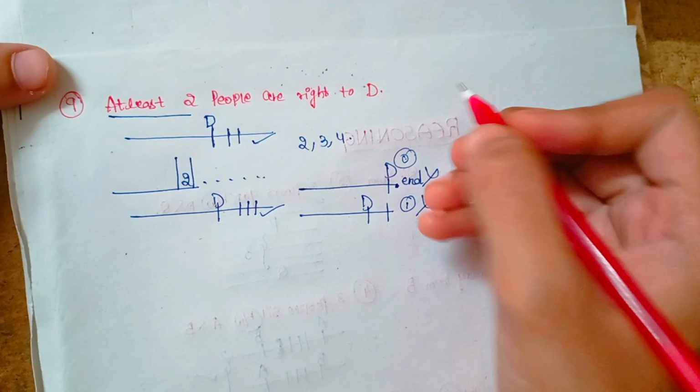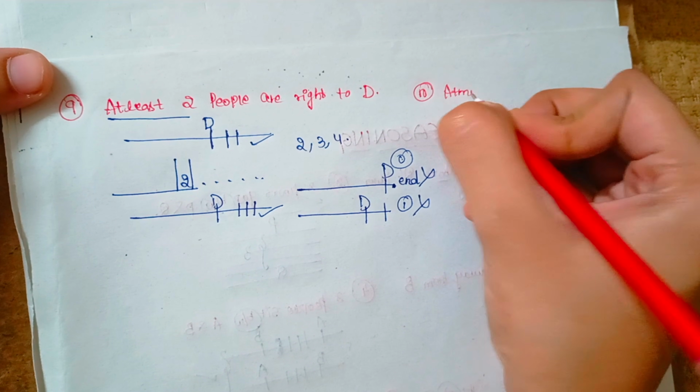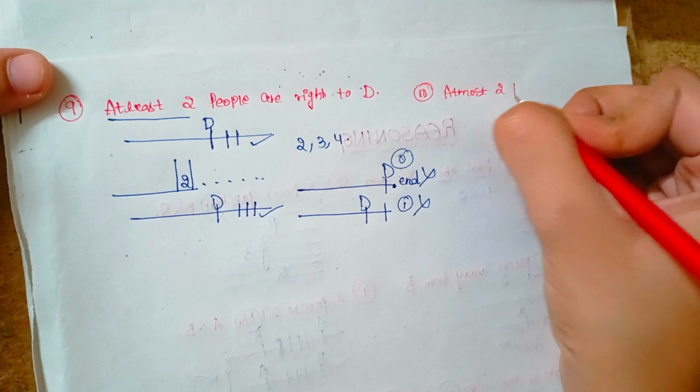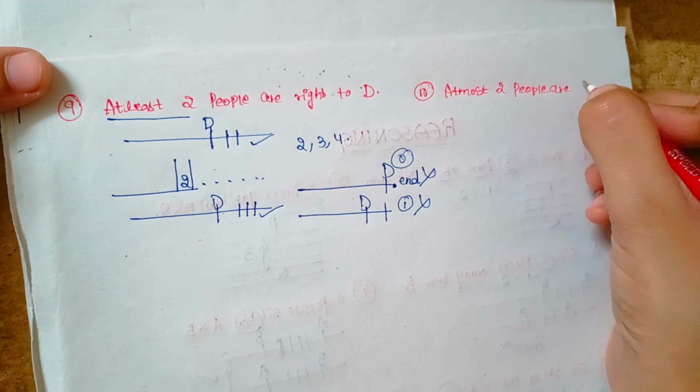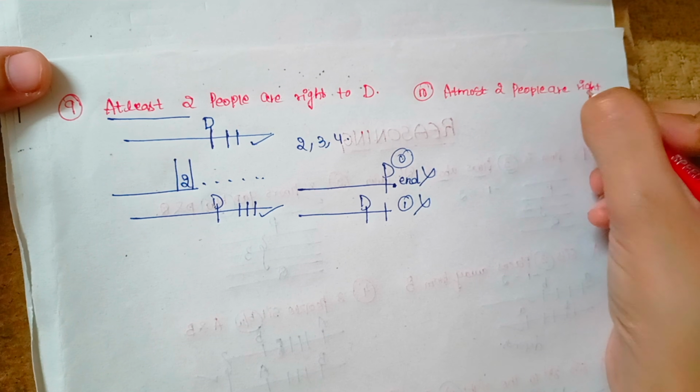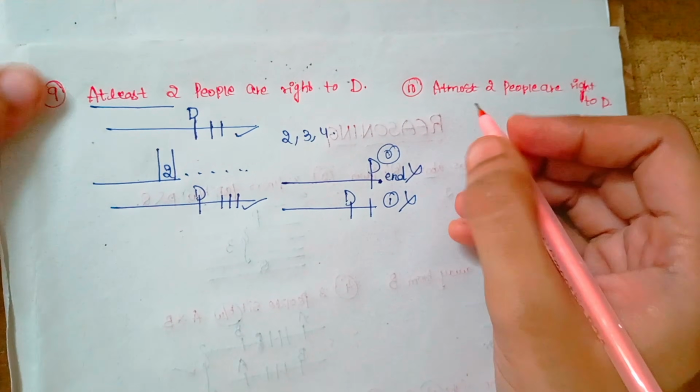Next statement is very important. Once I complete that explanation, please try to listen to statements 8, 9 and 10 again and again so that you can find the difference. At most 2 people are right of D. It means only 0, 1, 2 are applicable. Just make notes if you are getting confused.